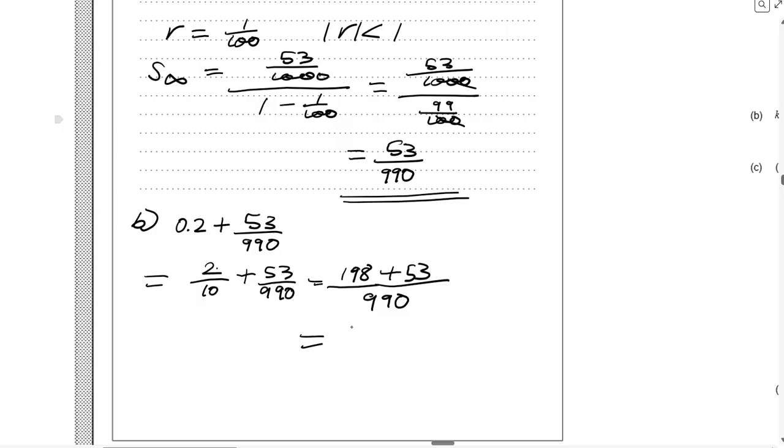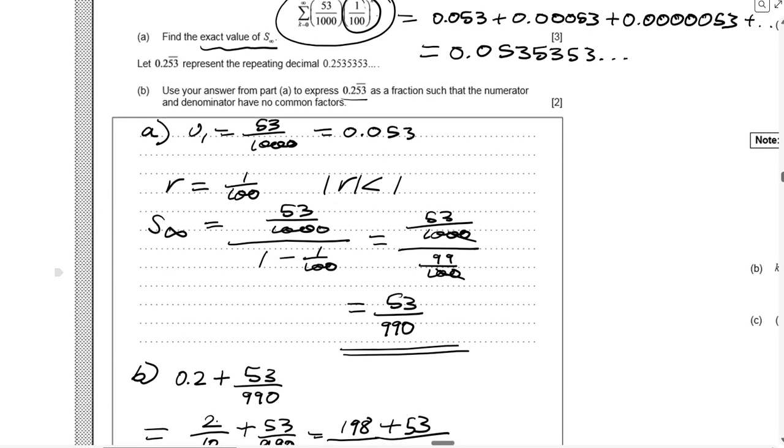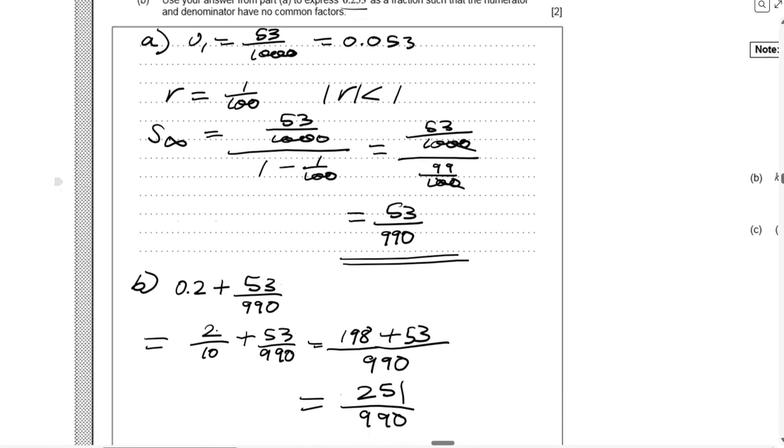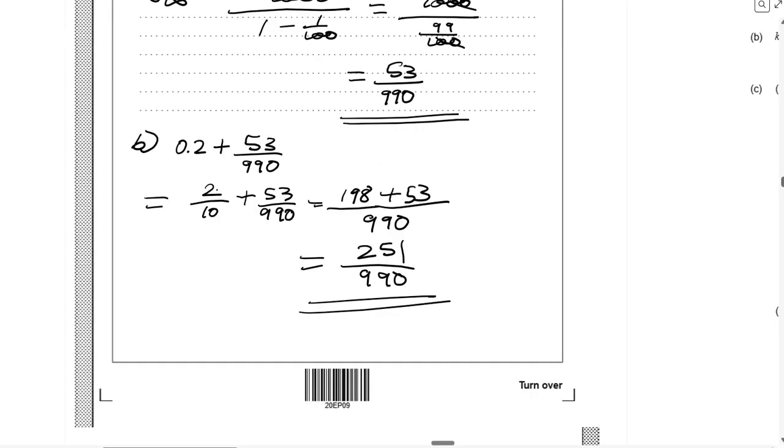So always show your steps, and then what we have is 198 plus 53. We can do that by calculator. That's 251 over 990, and let's see if that matches. Okay, they haven't given a show that, so this is our answer. In fact, the only step we need to show according to the mark scheme is this. And so that's perfect.